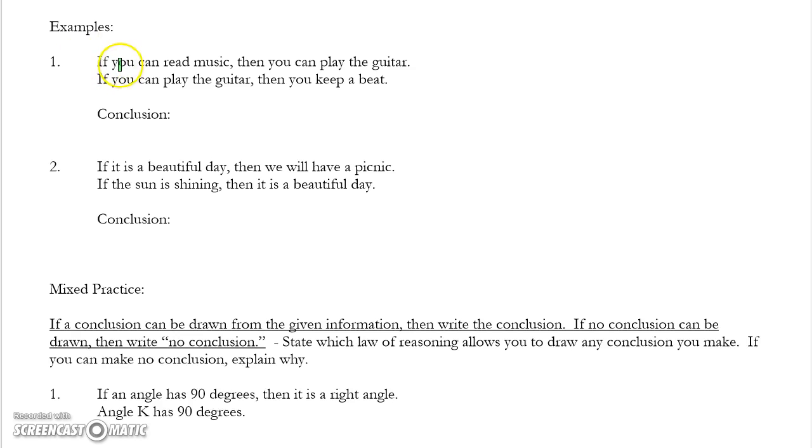First one says, if you can read music, then you can play the guitar. If you can play the guitar, we already had playing the guitar. I highlighted it blue. I'll highlight it blue again. Then you can keep a beat. If I don't have highlighters ready, sometimes I'll just use different letters. This is P, then Q. Well, I have Q here, so I can say that this is Q, then R. I have a valid conclusion.